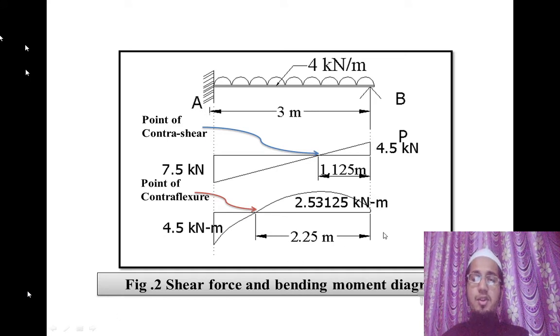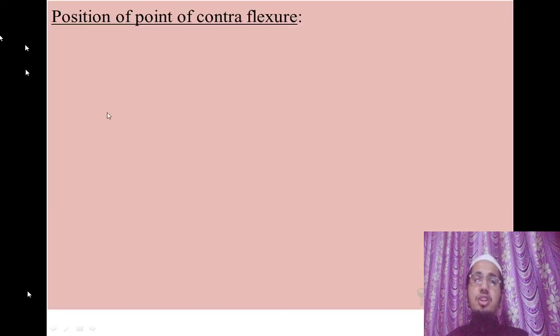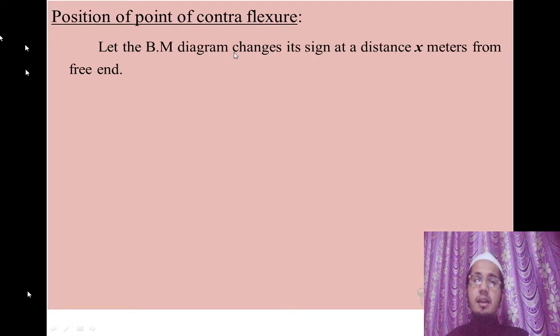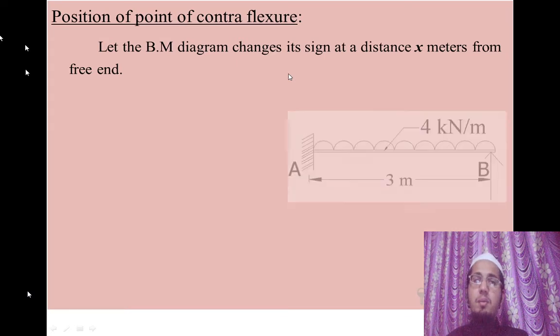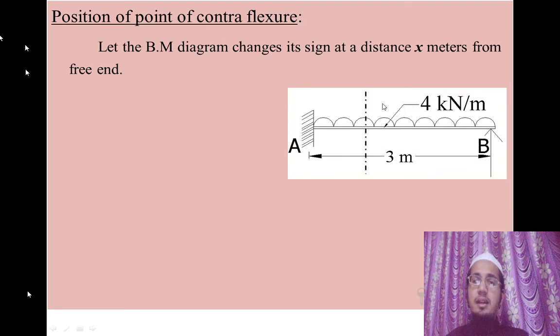So, which is at a distance of 2.25 meter from the free end. Now, how did this 2.25 meter come? So, let us find the position of this point of contra flexure where the bending moment is 0 or changes its sign from positive to negative. The position of the point of contra flexure can be found the same way as we found the point of contra shear. Let us consider a distance x of the section from the free end where the bending moment changes its sign. You can see in the diagram there is a section at a distance x from the free end or prop end where the bending moment changes its sign.